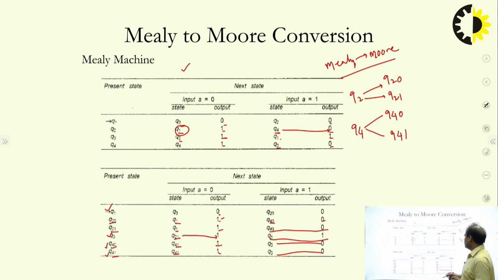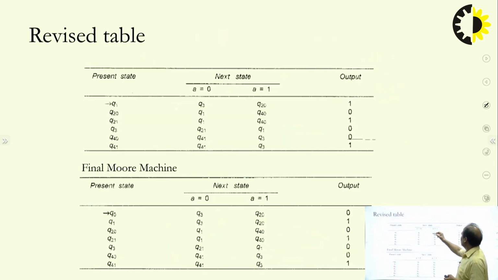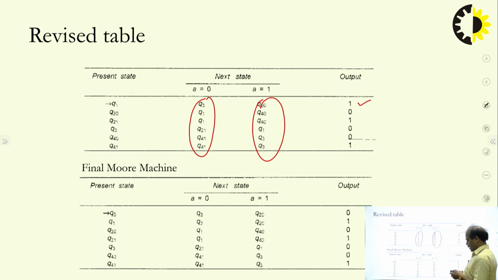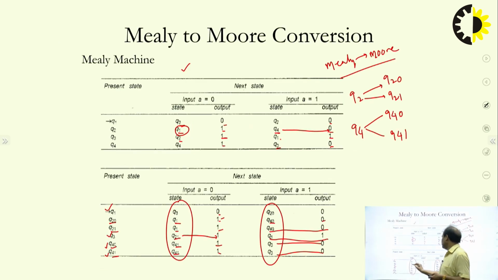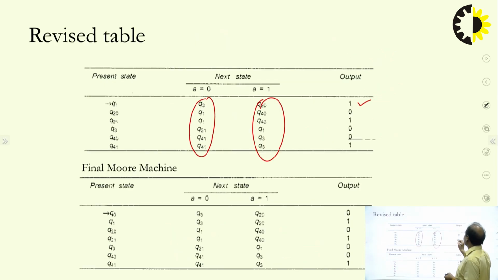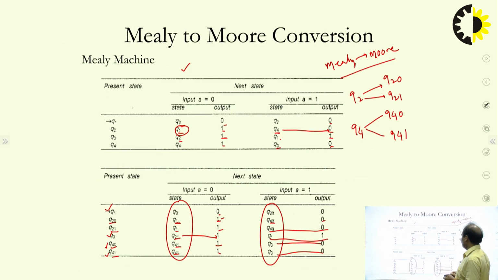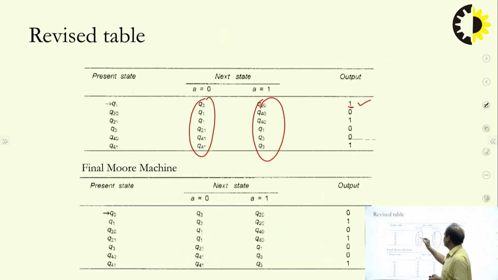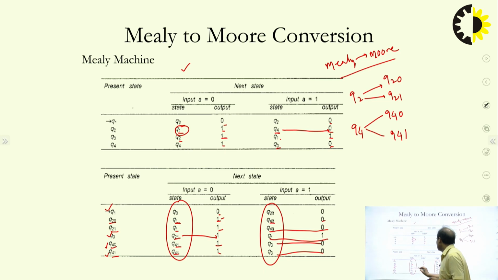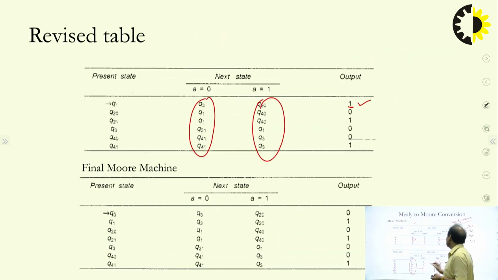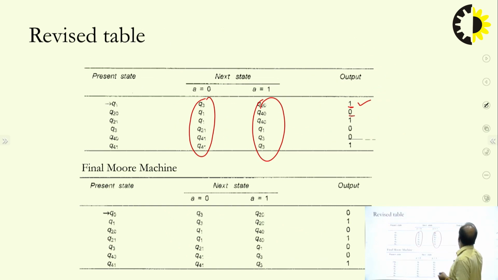What will happen? You just write down this only and this only. So Q3, Q1, we are done with this part. How do we get the output part? Look at Q1 in the next state column. Q1 1, Q1 1, so the output of Q1 is going to be 1. Look here now, and then Q2 0. Q2 0 here is 0, so the output of Q2 0 is going to be 0.